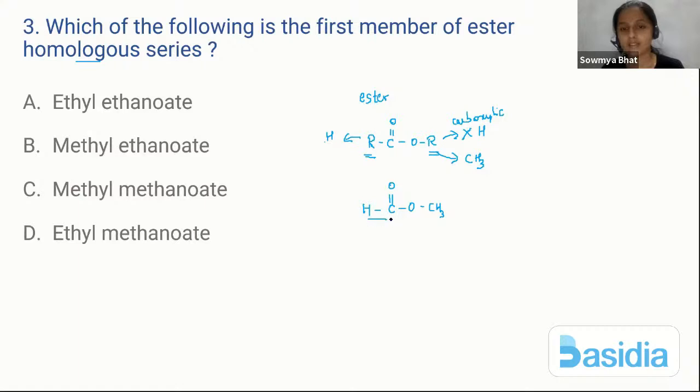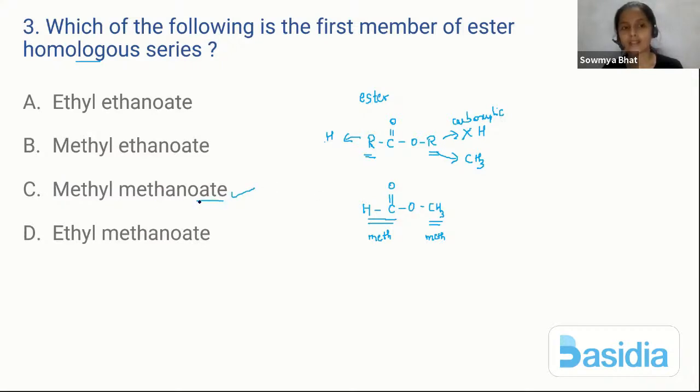So here, if you take this side, there is one carbon. There is one carbon this side also. So whenever you have one carbon, the root word will be meth on both the sides. Just don't worry about any other options. Just check where there are two meth groups. So it should be methyl methanoate, option C.